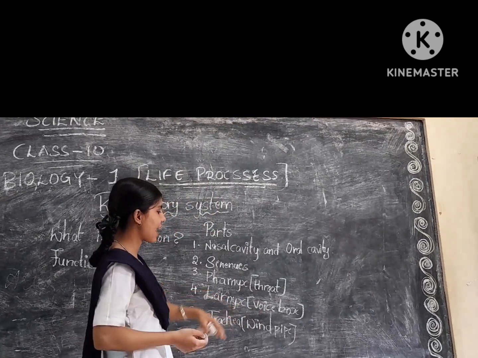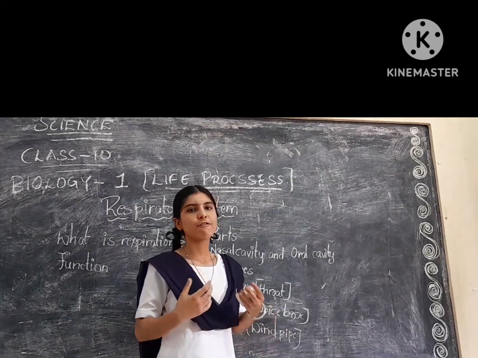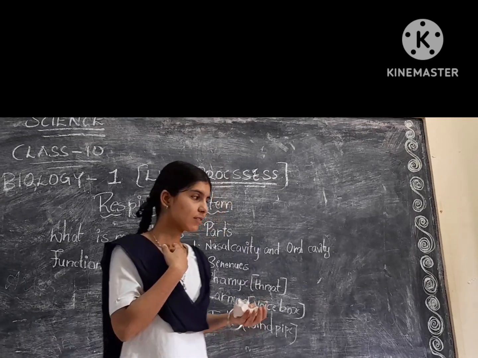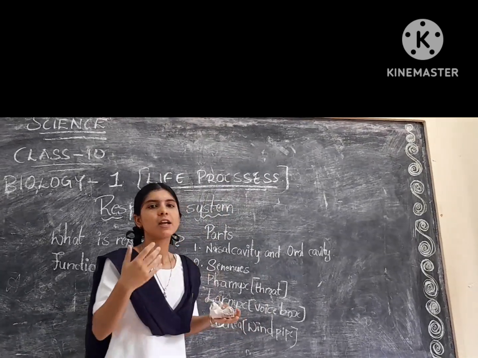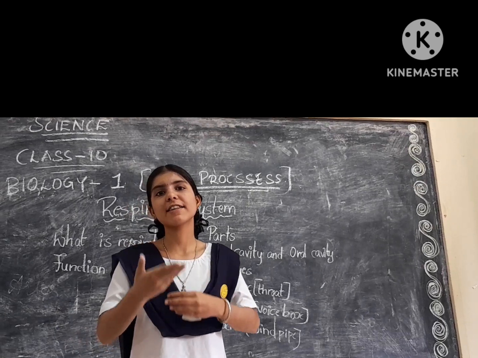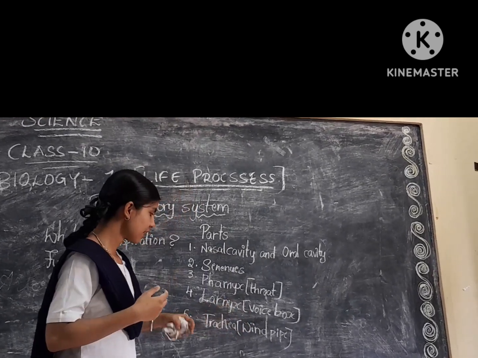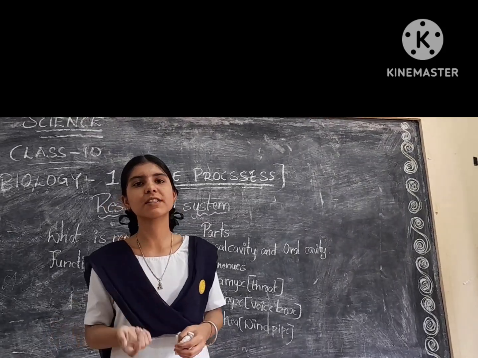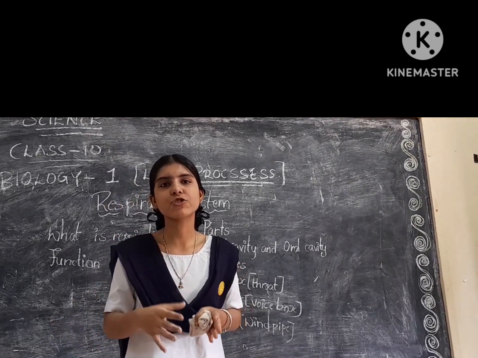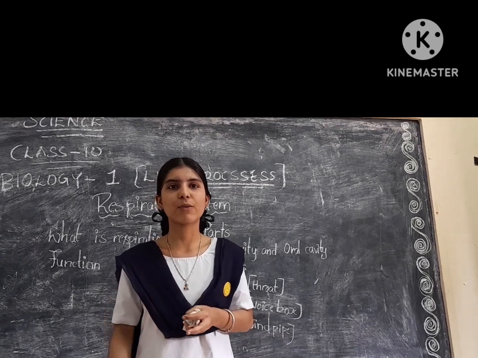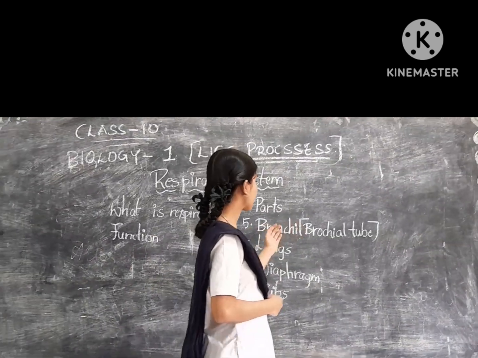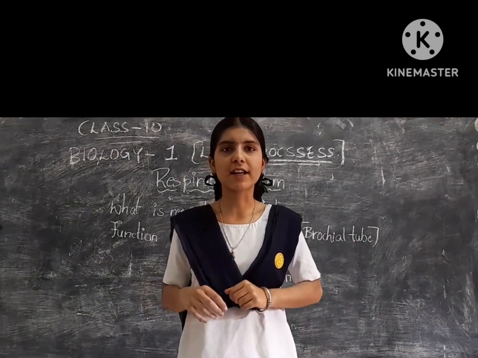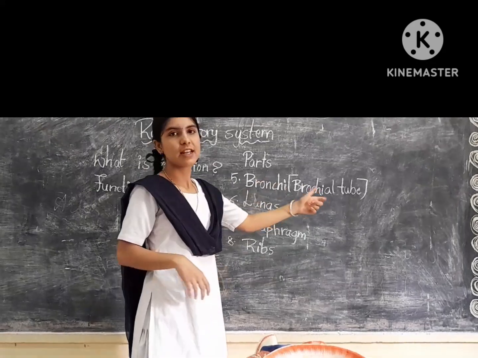Next, larynx. Larynx is nothing but a voice box. While talking, we take help of the larynx. Larynx helps us to make sounds and to talk when the air moves in and out. Next, trachea. Trachea is nothing but a windpipe. Trachea has C-shaped cartilage, and it is a passage connecting the lungs and airway. Next, bronchi. Bronchi is nothing but the bronchial tube. It is located at the bottom of the trachea, and it is connected to each lung.